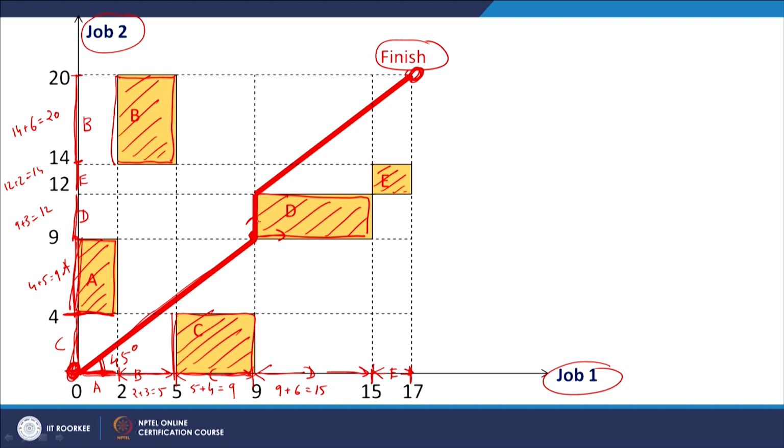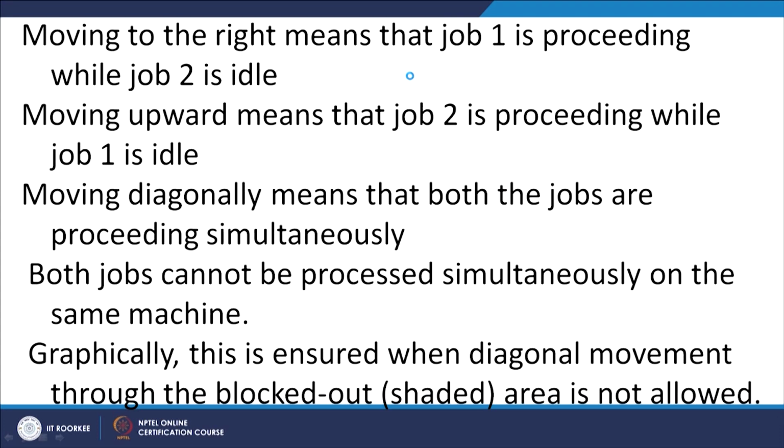Now, here this decision will depend upon which is the smallest. So, in this case we find that the vertical distance is the smallest, right, and therefore, we move this line in the vertical direction and come to the corner of this rectangle. And once we reach this corner, then again we move at a 45 degrees and proceed like this to the finish. This is outlined in the step number next. Moving to the right means that job 1 is processing while job 2 is idle.